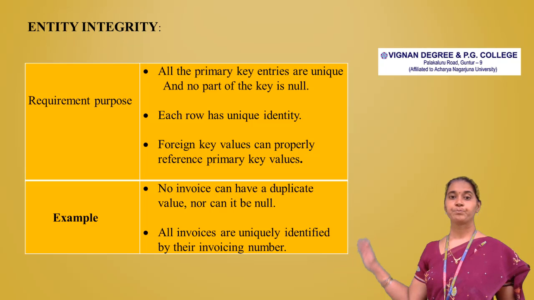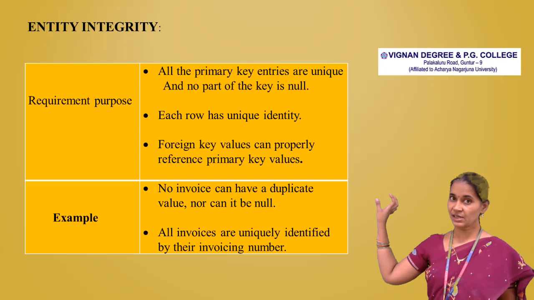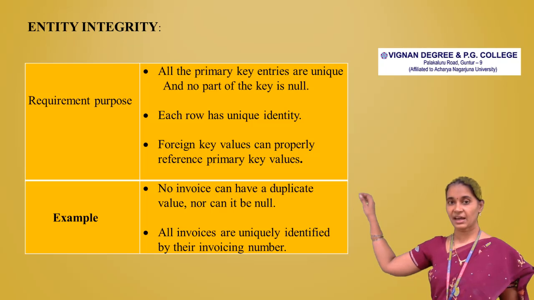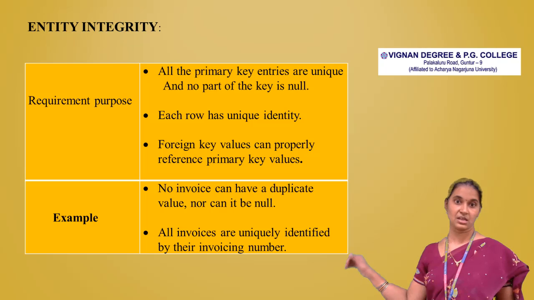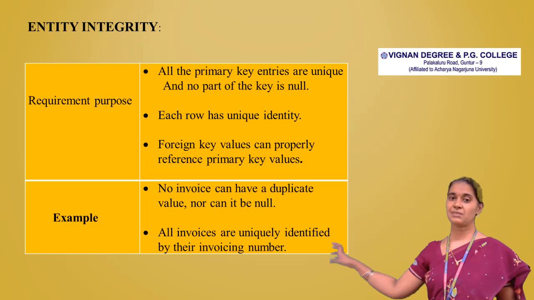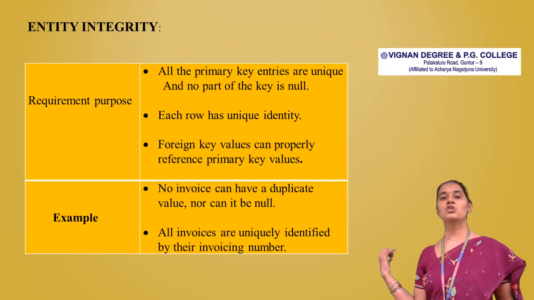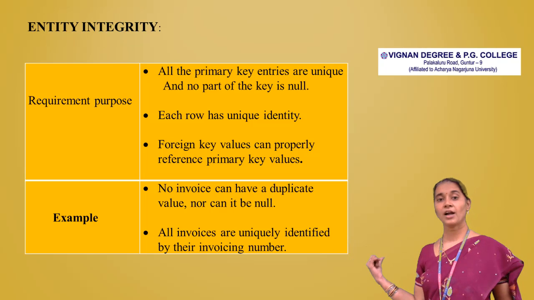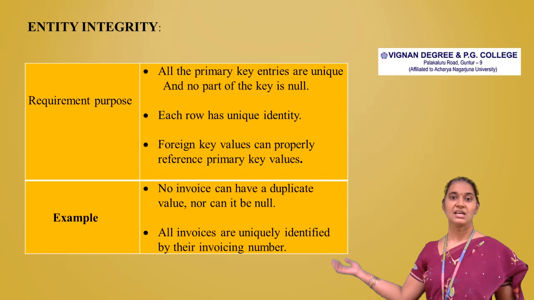At the same time, the foreign key value can properly reference the primary key values. For example, if I consider S number as a primary key, I will be having some values, for example 1, 2, 3 as S numbers. So if I am going to use this S number in the lecturer table as a foreign key, then in the lecturer table also I should have the student numbers 1, 2, 3, but not other numbers which do not exist in this table. That is called referencing.